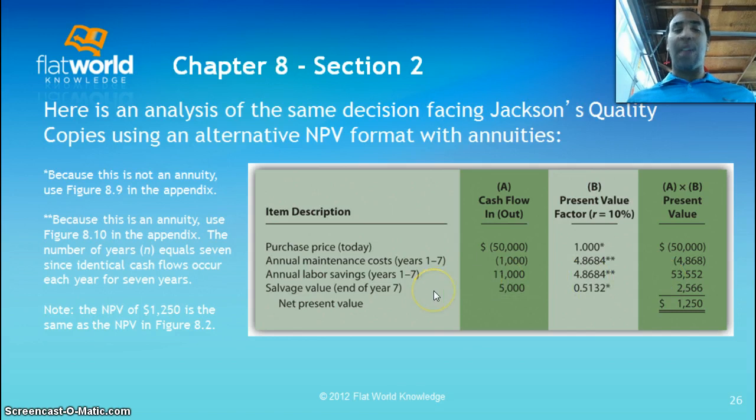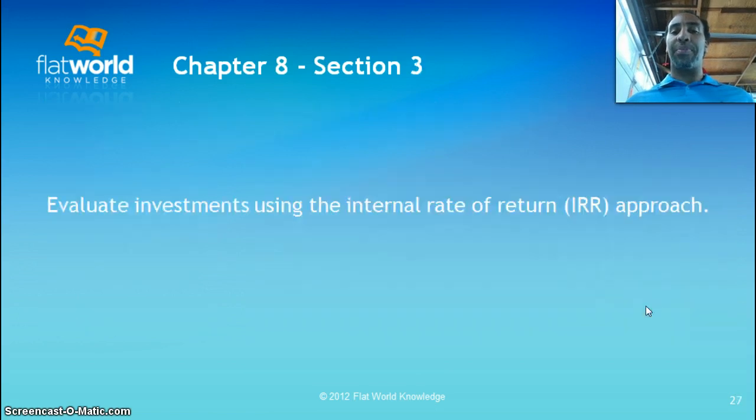The salvage value is not something that you use the annuity table for, but you can use the prior table to get that. And so you go ahead and use that table to get the 0.5132. You come out with 2,566. So what's your net present value? 1,250. It's the same as what we came up with last time. Just probably got the answer just a little bit quicker.